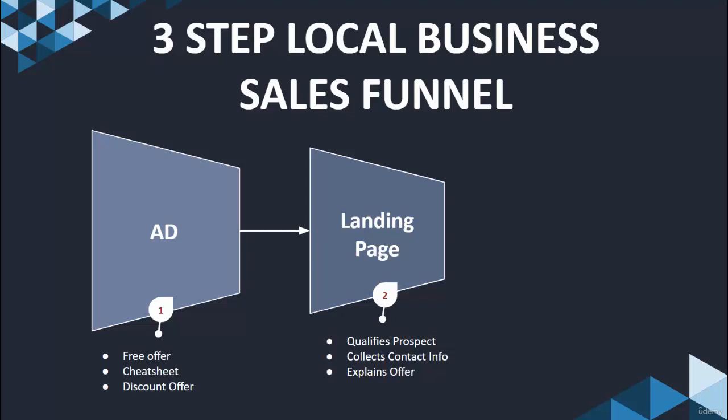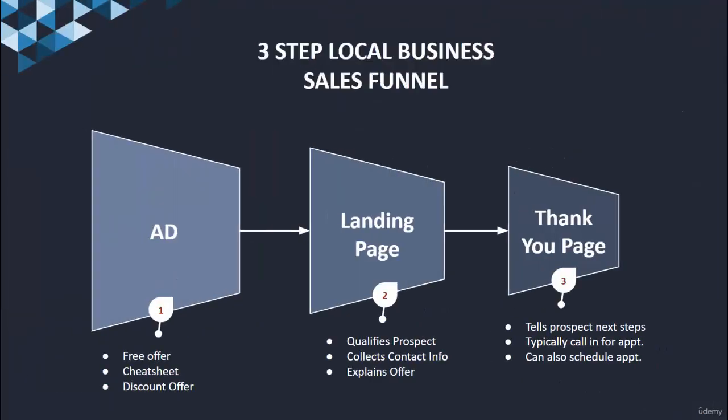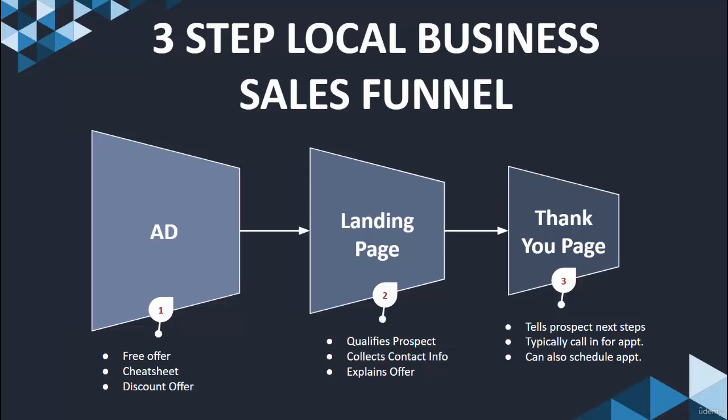And so it really explains the offer and lets them know this is what you're getting, this is how much it's going to cost, or this is what you're going to get. And then all you've got to do is click here to submit your information. And then the final step is a thank you page. The thank you page typically tells the prospects the next steps. Typically they can either call in for an appointment, or oftentimes the thank you page will have an area for them to schedule an appointment right there and then, using software like Calendly, Acuity Scheduling, or Schedule Once. There are a lot of different scheduling softwares out there.